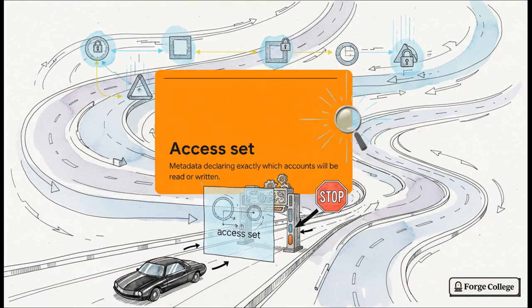So how does it prevent massive pileups at those speeds? Well, it uses something called an access set. Think of this as having to explicitly declare your destination before you even get on the highway. A transaction has to declare up front exactly which accounts it plans to read or write to. Determinism on the SVM relies entirely on the scheduler strictly enforcing these rules before you ever hit the fast lane.